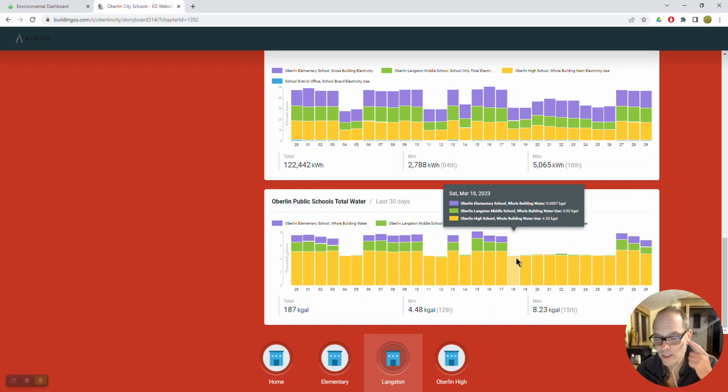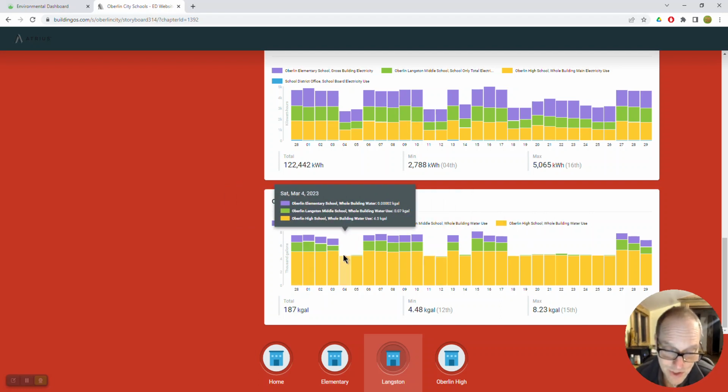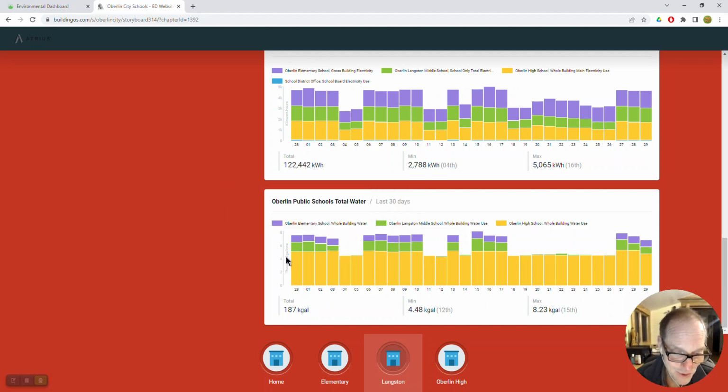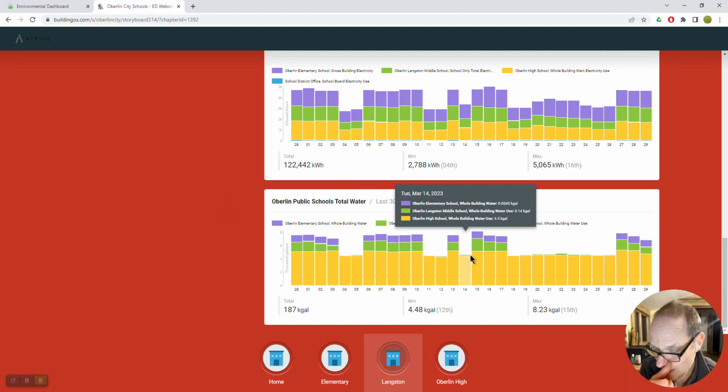And one thing you might notice here is it's pretty obvious the high school has a big water leak because it always uses water. On weekends, see how water in the other schools goes to zero? Not in the high school. It always stays at about 4,000 gallons per day, which is crazy high. So there's something wrong in the high school.